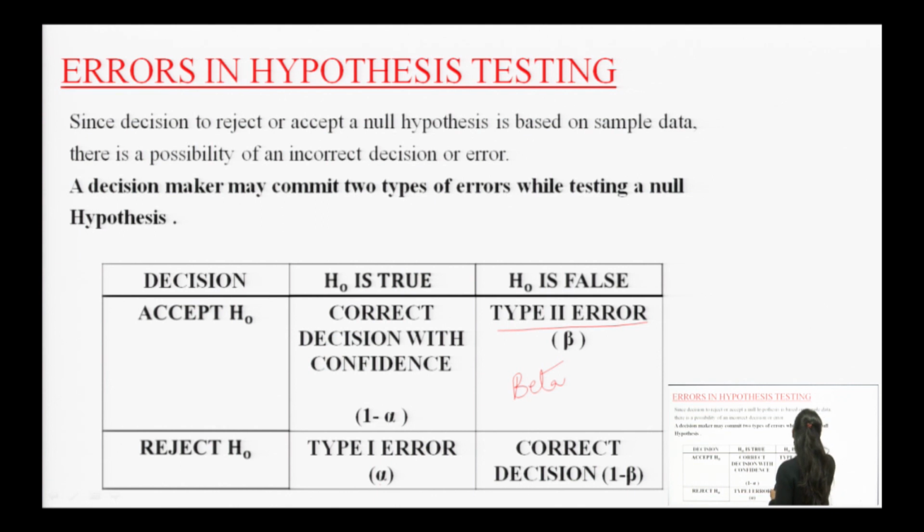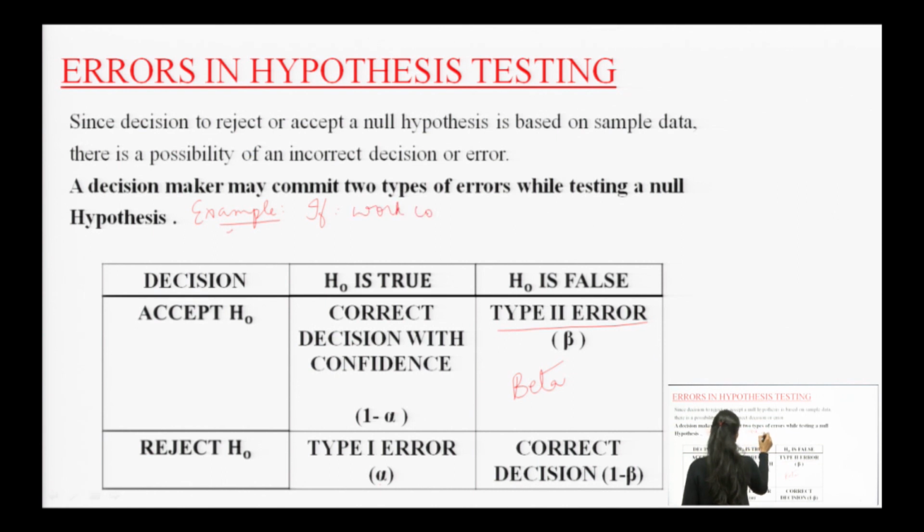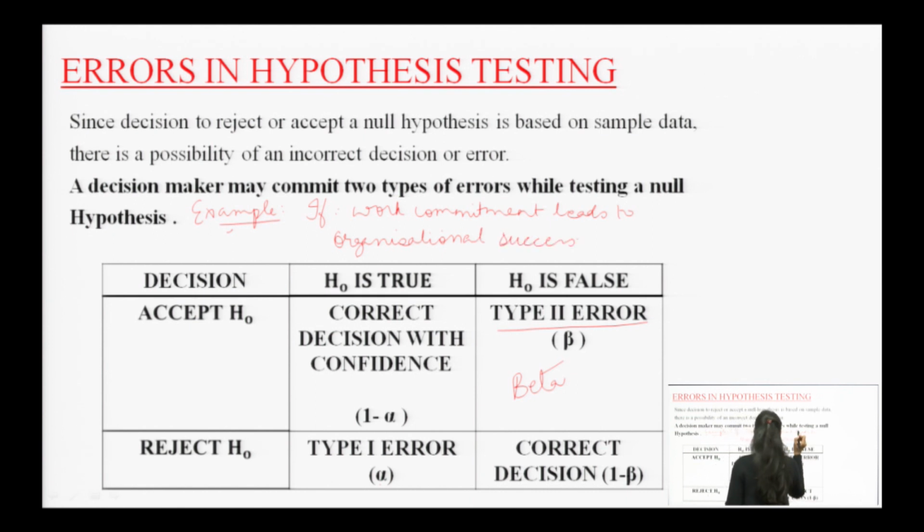For example, if I say work commitment leads to organizational success, and that is my question, then if I take that work commitment is not leading to organizational success as my null hypothesis, it will obviously be rejected.